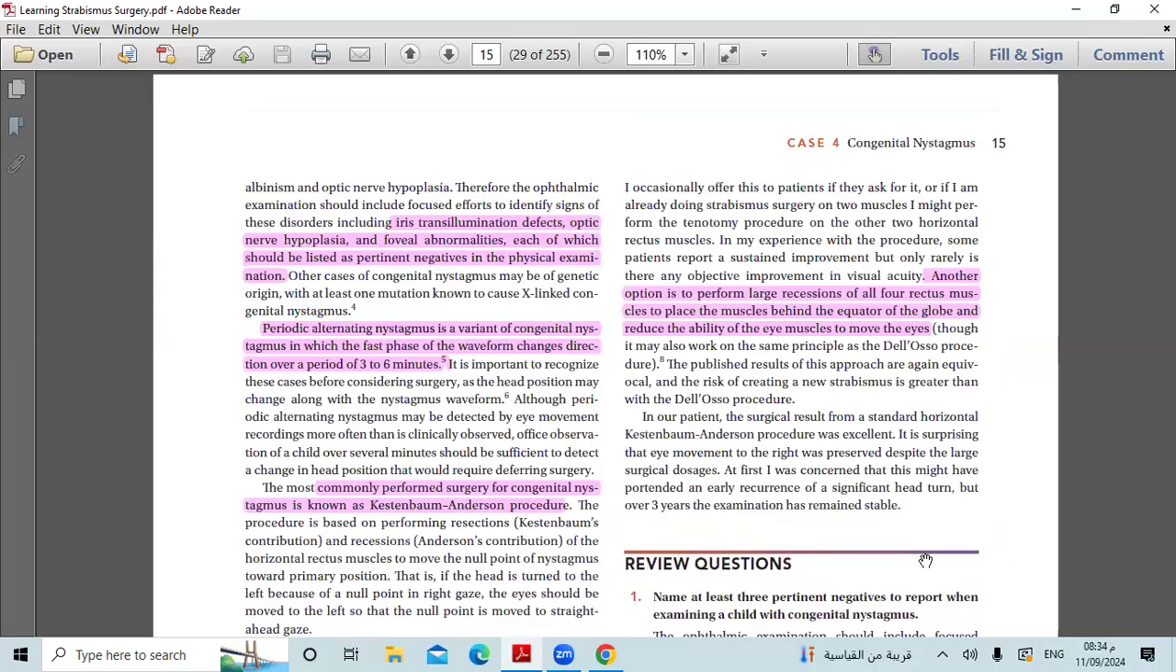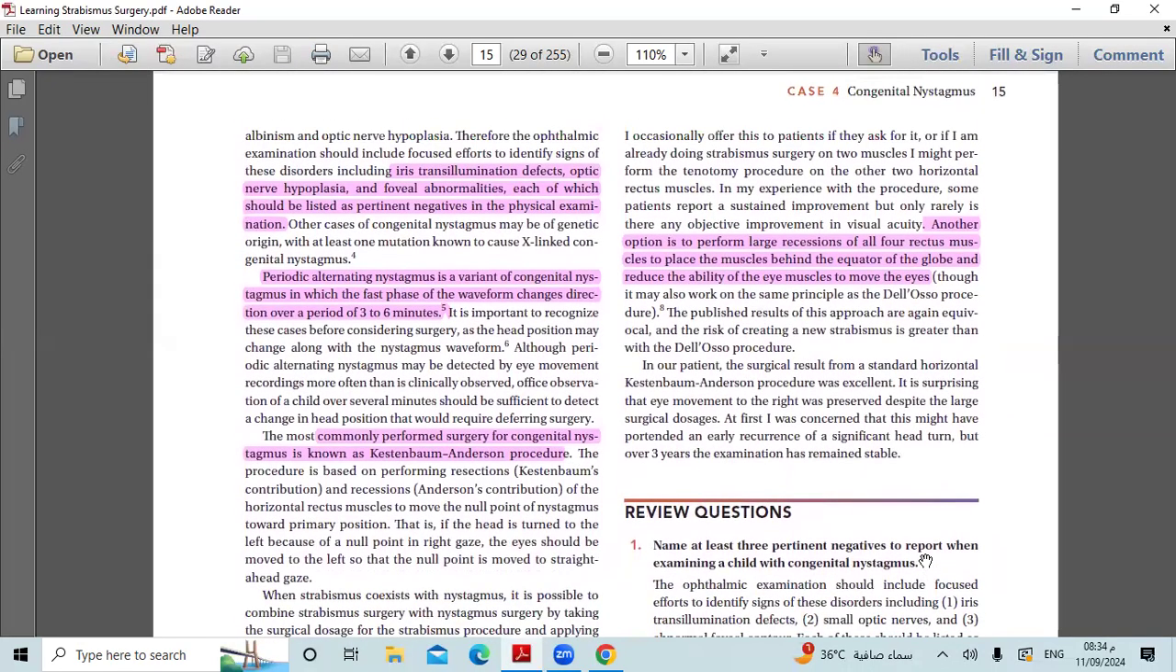Okay, before we continue, let us just make comments here. Yes, Dr. Muhammad, you want to start, make comment, start from periodic alternating nystagmus. What is the difference between it and congenital nystagmus?